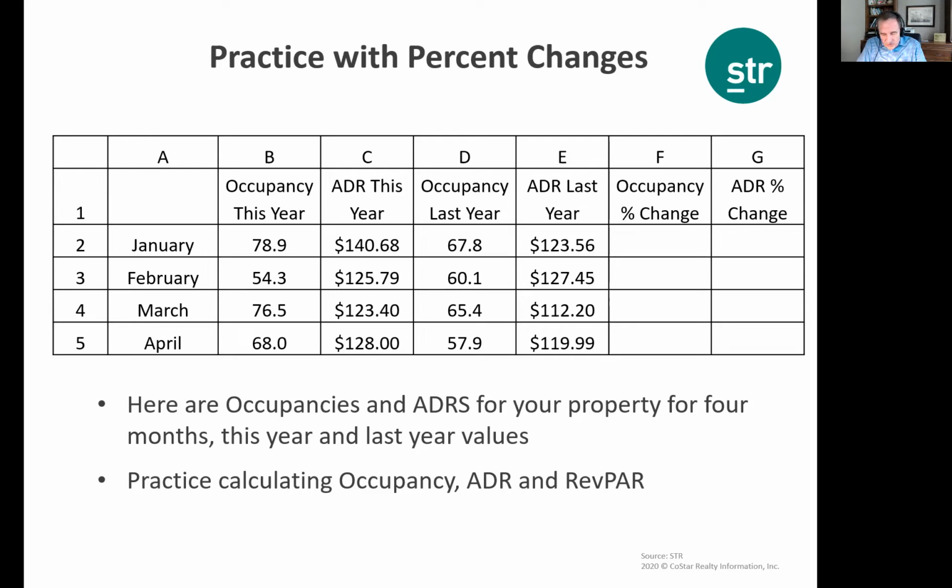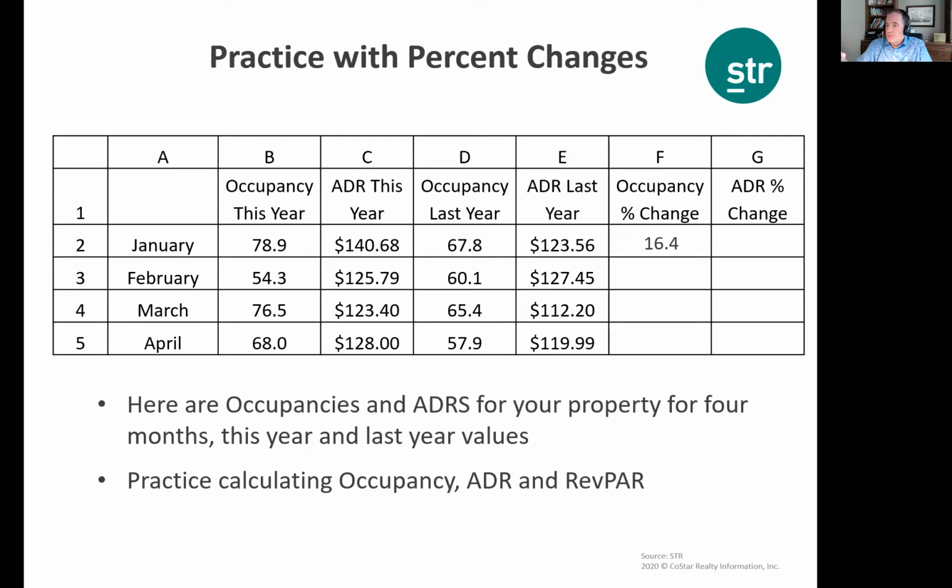But let's go ahead and do that for the January occupancy. Step 1, 78.9 minus last year, 67.8. And then hit equal, and we get a difference of 11.1. That's the difference, but it's not the percent change. We then divide that into last year, 67.8, and we get a percent change of 16.37. We round that up to 16.4. That's our percent change. We do multiply that times 100 as well. Get the idea? Easy to do.